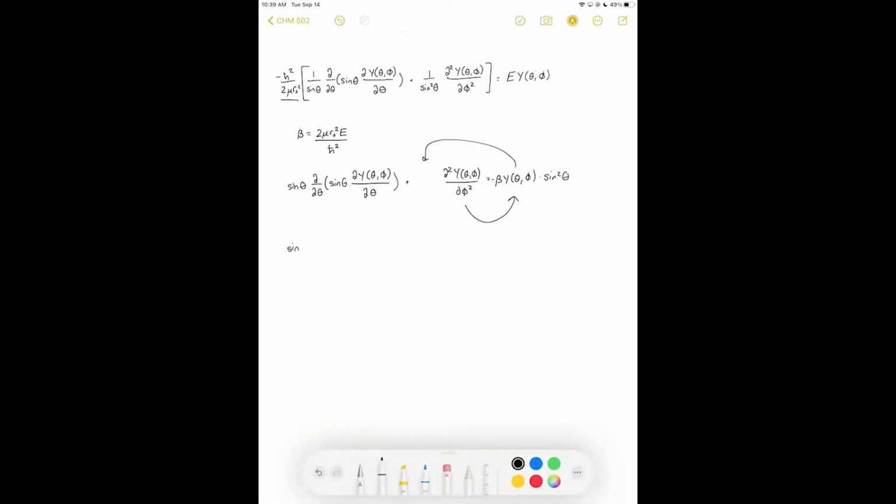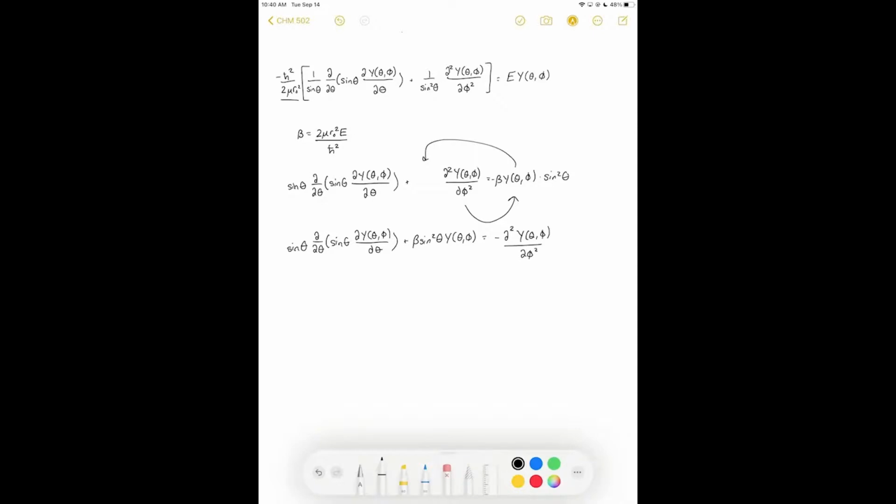We'll get sine theta times a derivative with respect to theta of sine theta times another derivative of our function with respect to theta, Y of theta and phi, plus beta sine squared theta times our function of theta and phi. And then this is going to equal negative the partial derivative, or 2 partial derivatives, of our function with respect to phi.